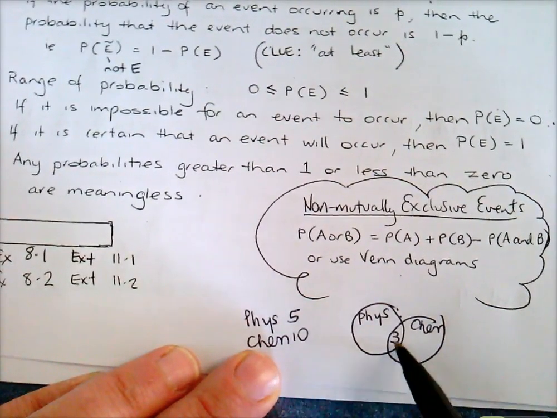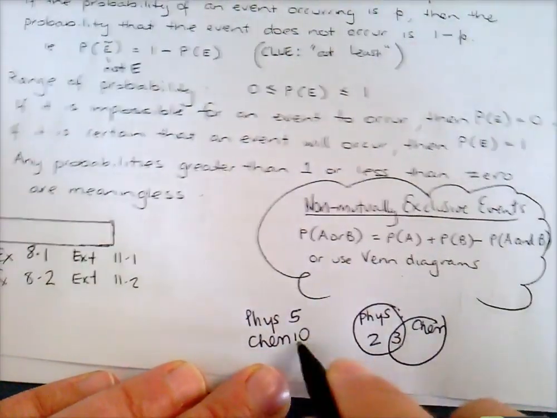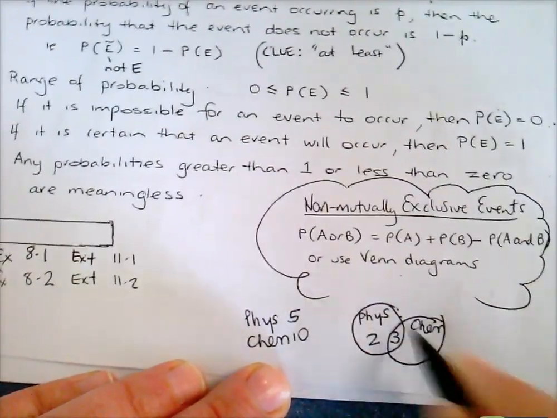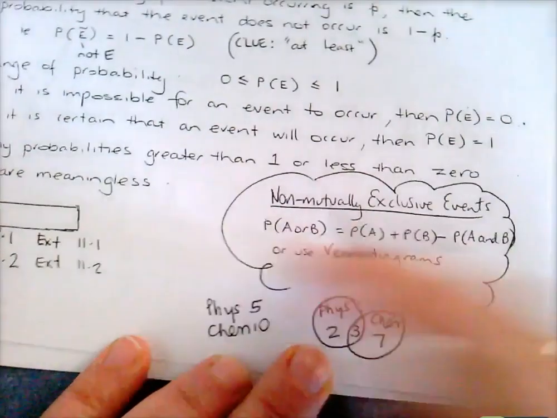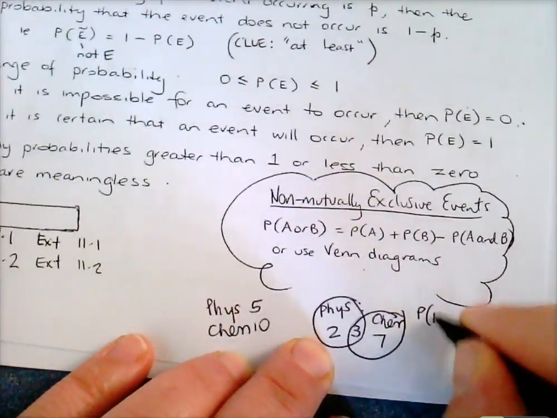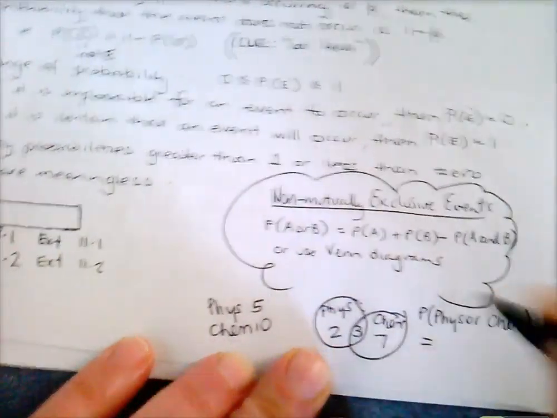So this is what we draw. Physics circle, chemistry circle. The overlap is 3. So if only 5 people do physics, I've got 3 in the overlap. What do I write here? 2. So 2 only do physics. Chemistry, we've got 10. There's already 3, so 7.